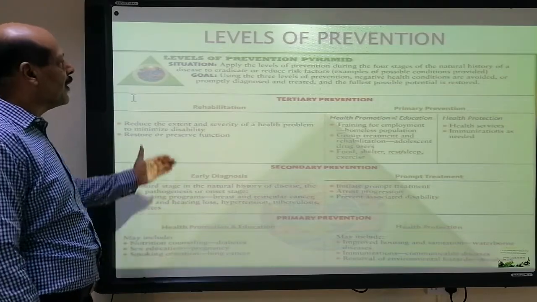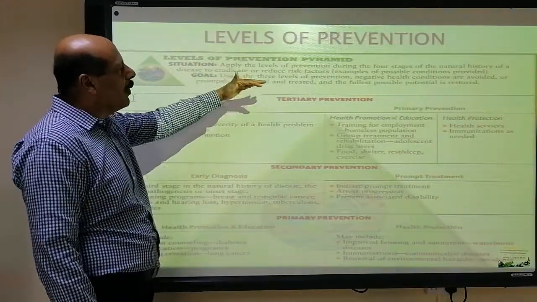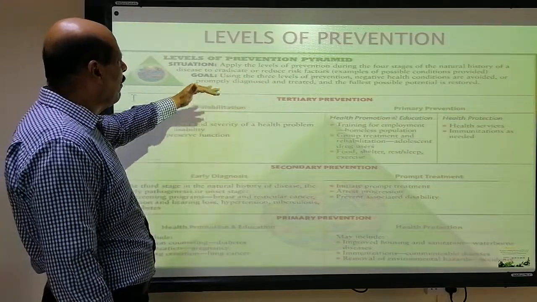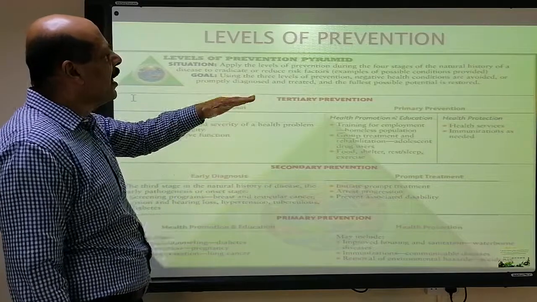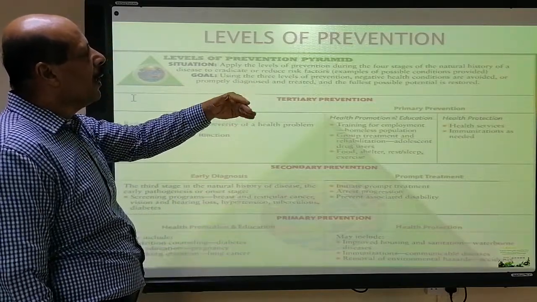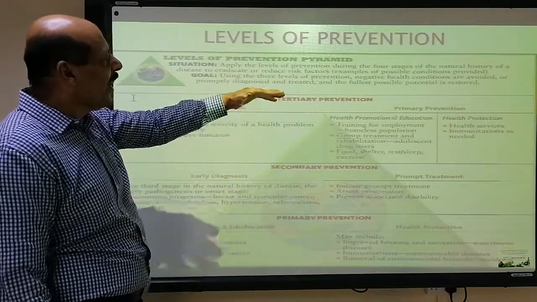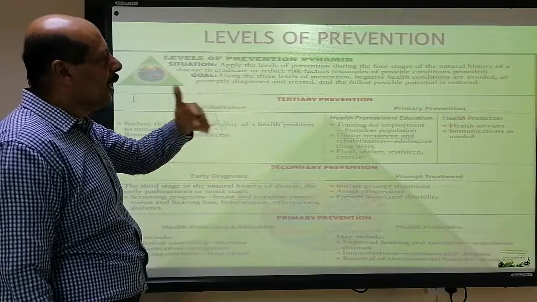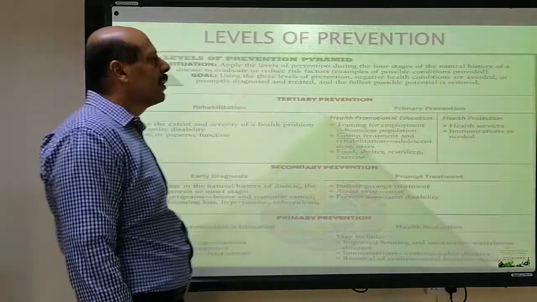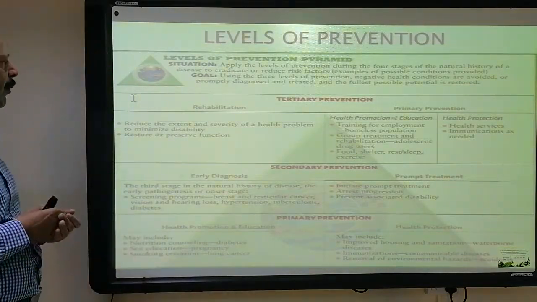The levels of prevention apply during the 4 stages of the natural history of the disease. The goal of using the 3 levels of prevention is that negative health conditions are avoided, or promptly diagnosed and treated, with the fastest possible protection and restoration. So, as we mentioned before.